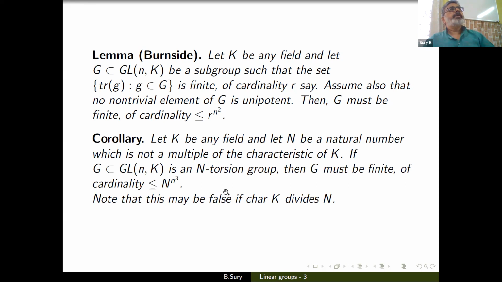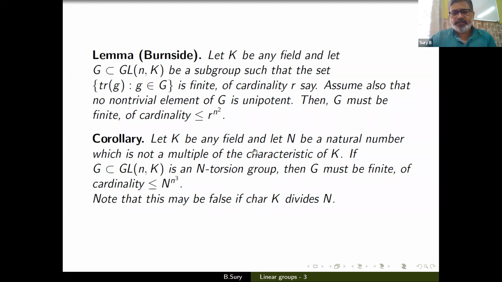Maybe if I don't have time, I'll prove it during tutorial, but maybe we have time. So first of all, let's note a very interesting corollary of that. Let K be any field and N a natural number which is not a multiple of the characteristic. For example, in characteristic 0, no condition on N. Look at a subgroup of GL_n(K), n being small n, and it's an N-torsion group. That means the Nth power of any matrix is identity. Then G must again be finite.